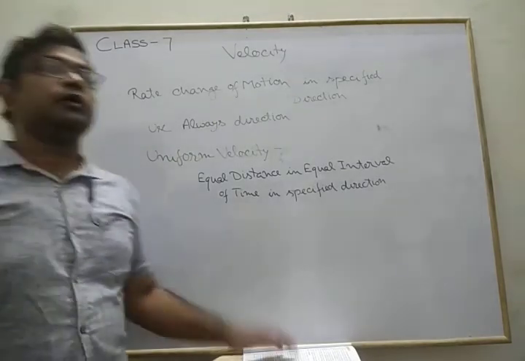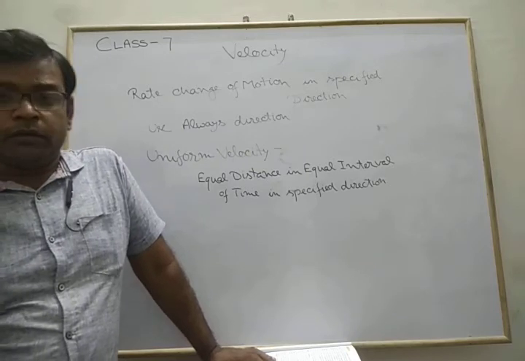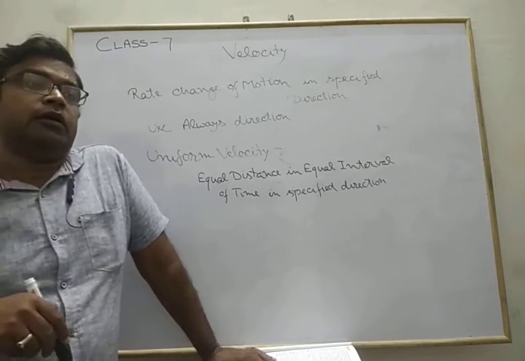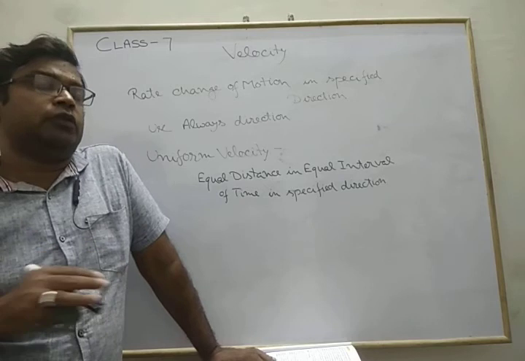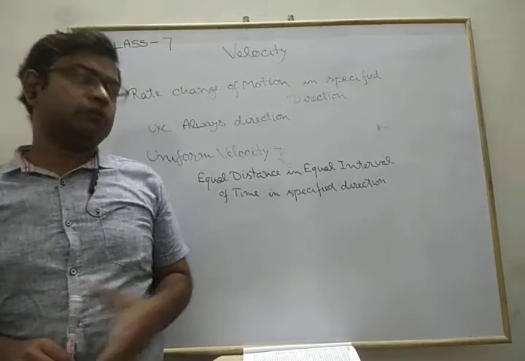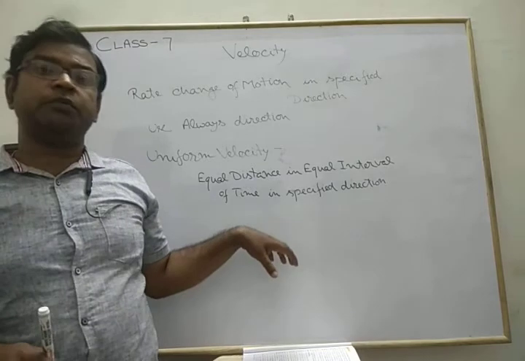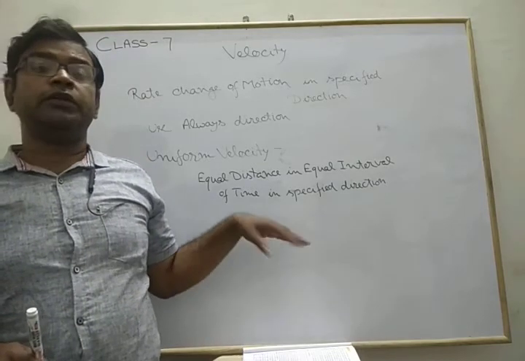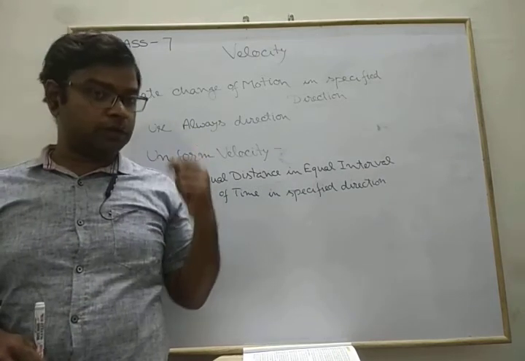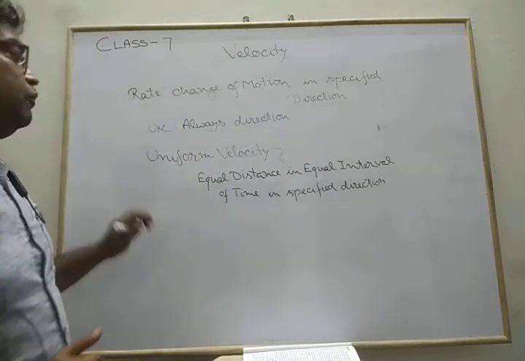For example, a car on a highway moving with a speed of 60 km per hour, and it continues this speed or velocity from one point to another point, that is uniform velocity. Take another example. Suppose you are going from Lucknow to Delhi with a speed of 60 km per hour, and you never change this speed. It means you are in uniform speed. Direction is from Lucknow to Delhi. This is also direction.